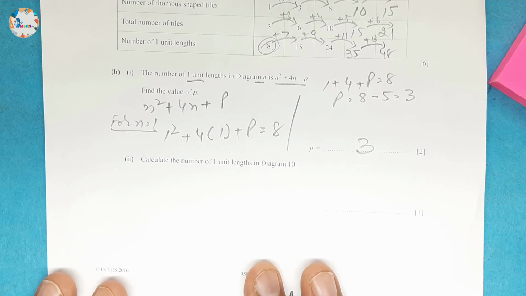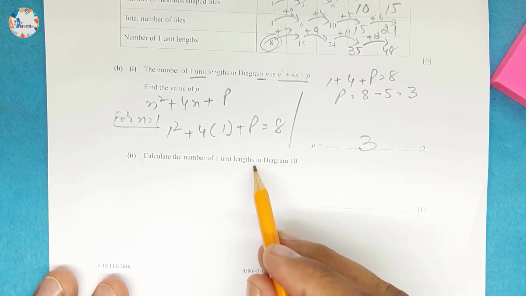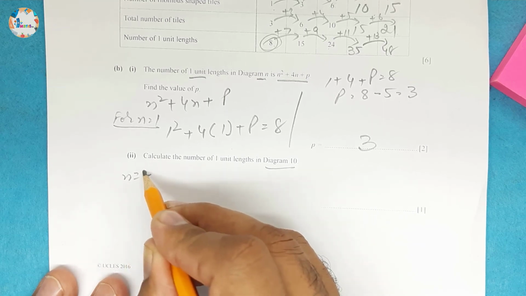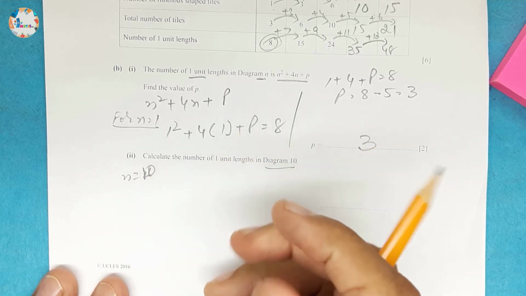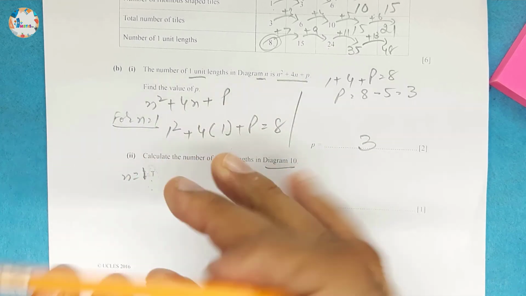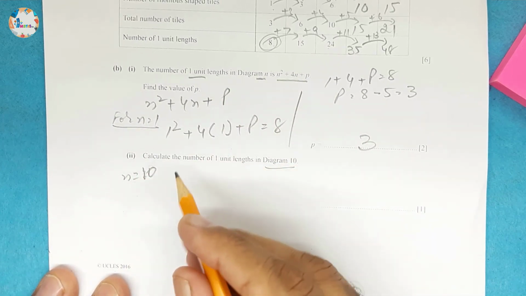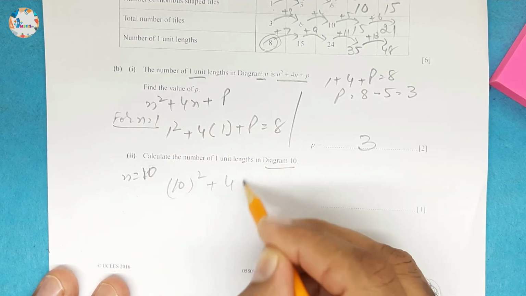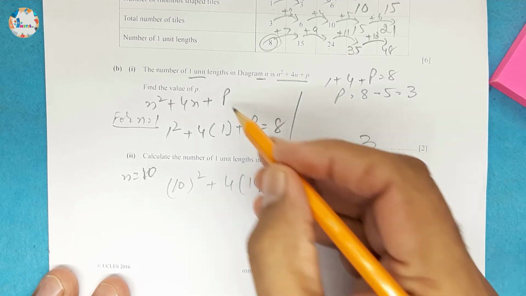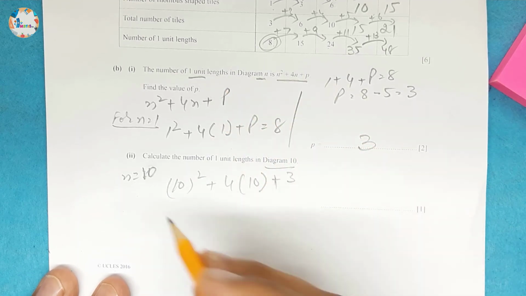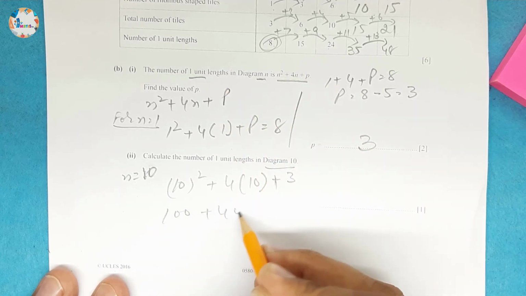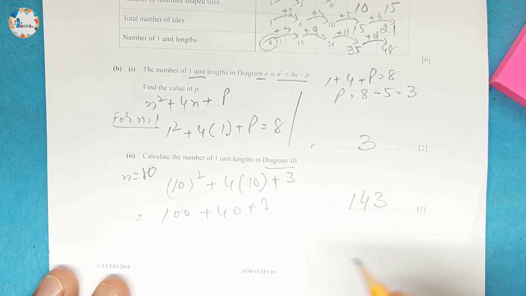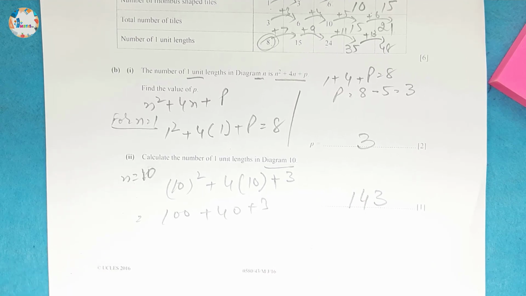Now we can calculate the number of 1 unit lengths in diagram 10. So we will replace N is equal to 10 in this formula. So 10 squared plus 4 into 10 plus P value, which we have just calculated, is 3. So this will be 100 plus 40 plus 3, and this will be equal to 143, which will be final answer. We are done with this paper.